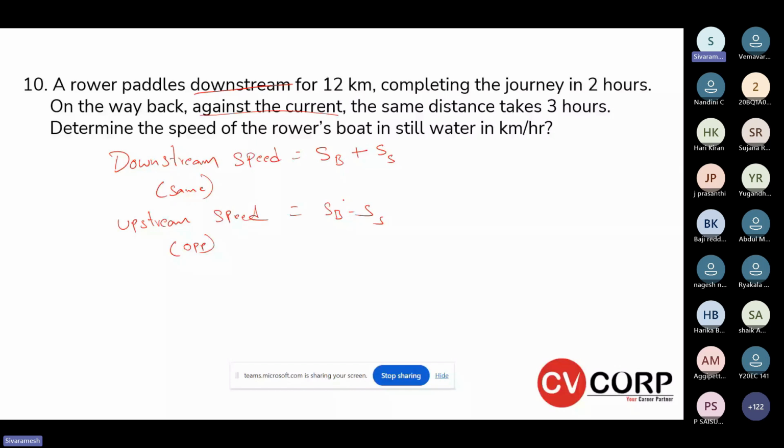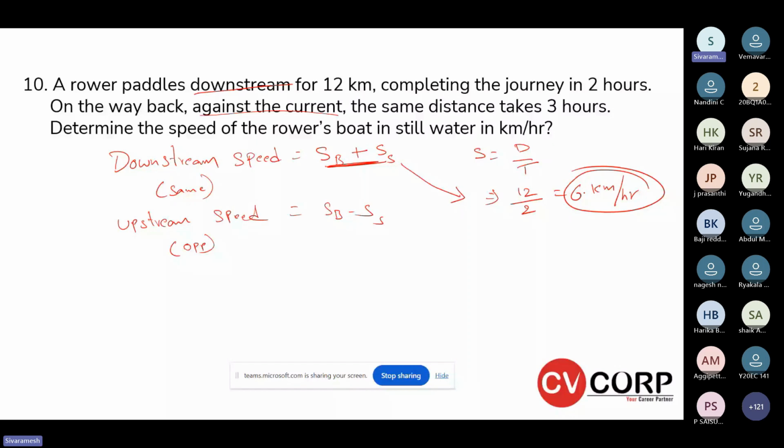Because we know that speed is equal to distance by time. When we are calculating downstream speed, distance is 12, and the time taken to complete the downstream journey is 2 hours. So obviously 12 by 2 means 6 kilometers per hour. What is the 6 kilometers per hour? Speed of the boat plus speed of the stream, both adding, we are getting 6 kilometers per hour.